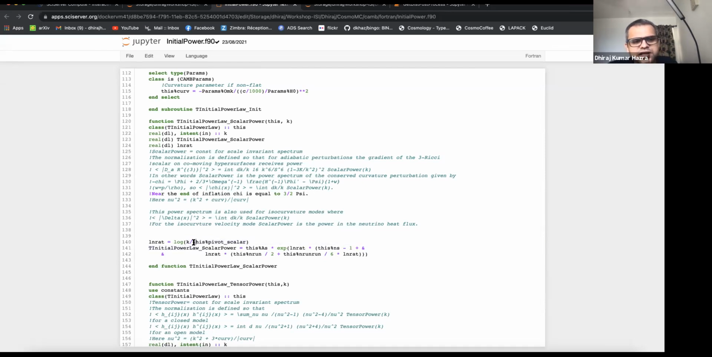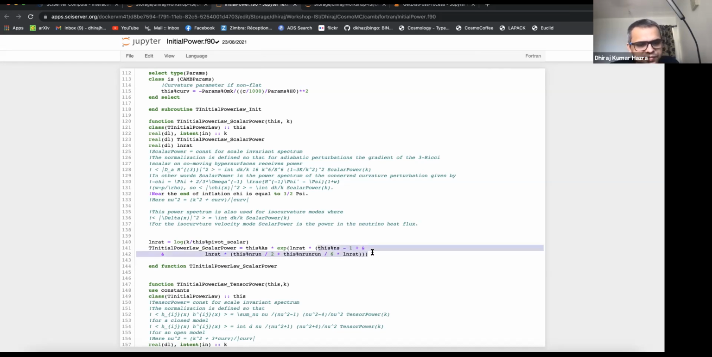Pivot scalar, I mean, there are different conventions. Usually people use 0.05 megaparsec inverse. So k by k0. So you take log k by k0. When you take exponential of that, it is just k by k0 to the ns minus 1. For our discussion, we only need that. So ns minus 1.